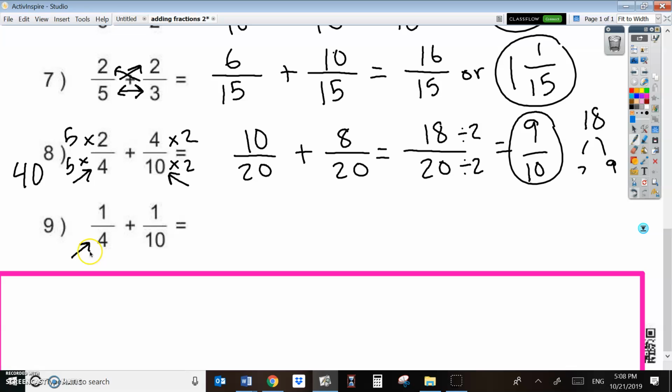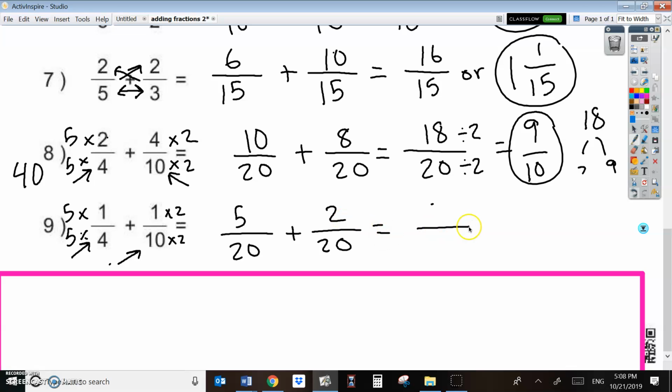4 and 10 again. So just use 20 again for your common denominator. Times 2 here, times 2 here, times 5 here, and times 5 here. 5 over 20 plus 2 over 20 equals 7 over 20.